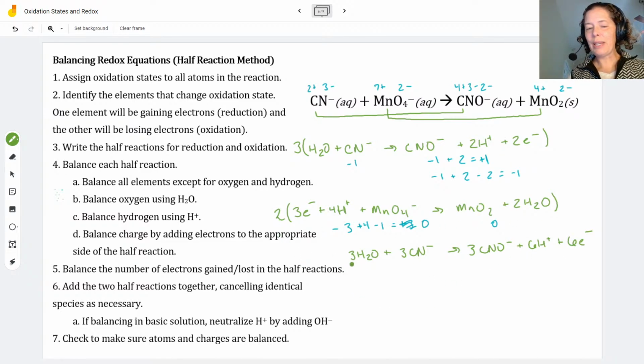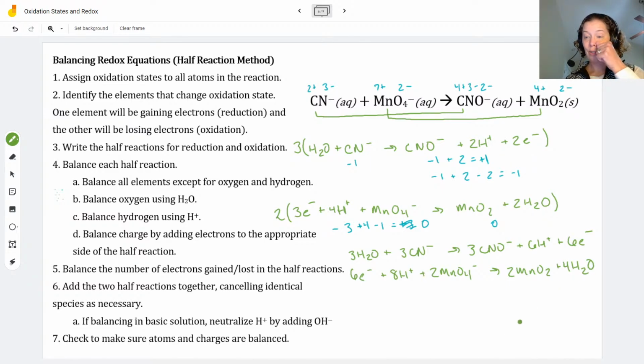Okay, so now for my second half reaction. Again, this is 6e minus plus 2 times 4 is 8H plus, plus 2 MnO4 minus goes to 2 MnO2 plus 4H2O. All right, just making sure that I've got everything multiplied through properly.